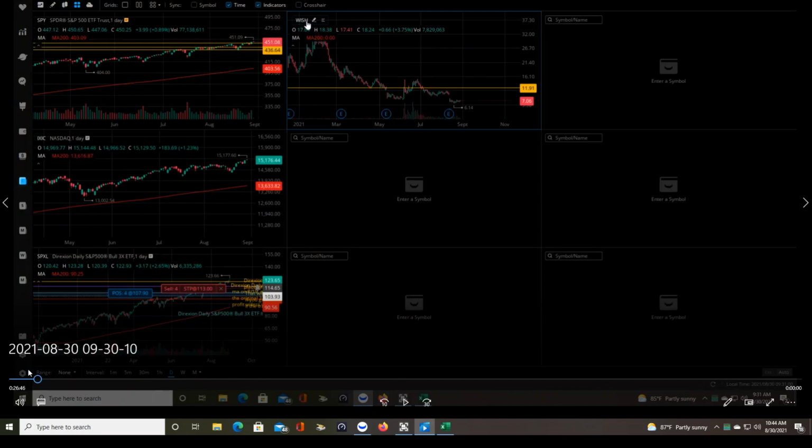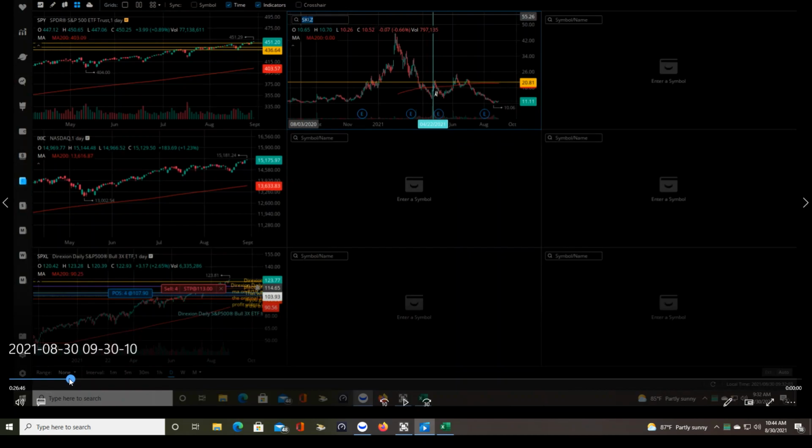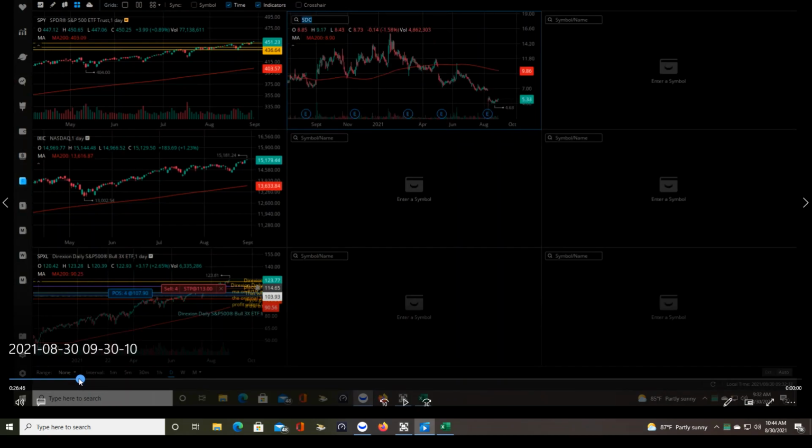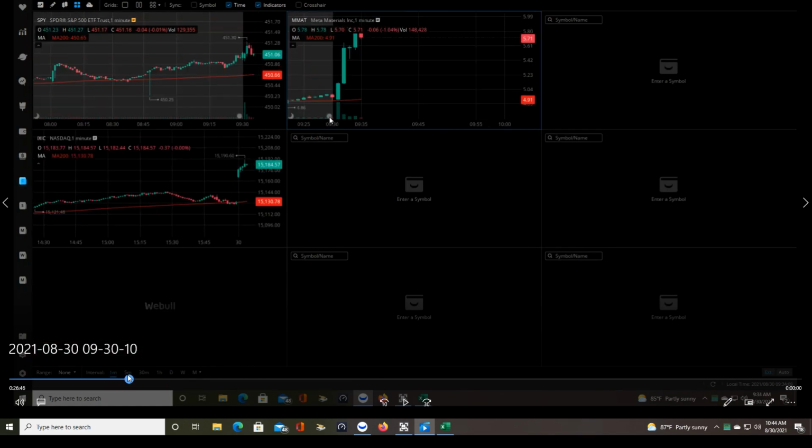Wish doesn't even have a 200 MA on the daily chart. I don't trade stocks like that anymore. That's in my plan not to trade those. Same thing with MQ, no 200 MA line. Skillz is below the 200 MA line. SDC is below it. SoFi doesn't have one.